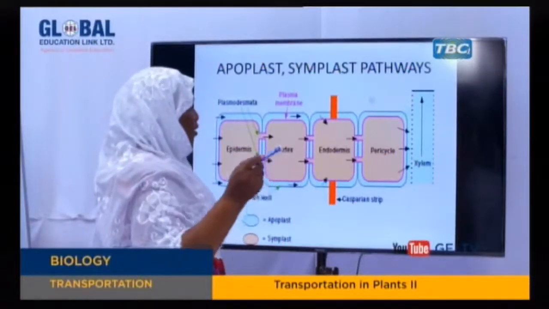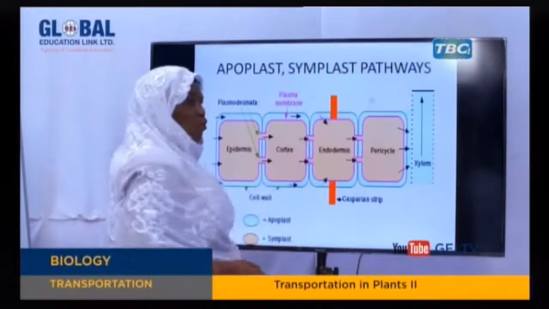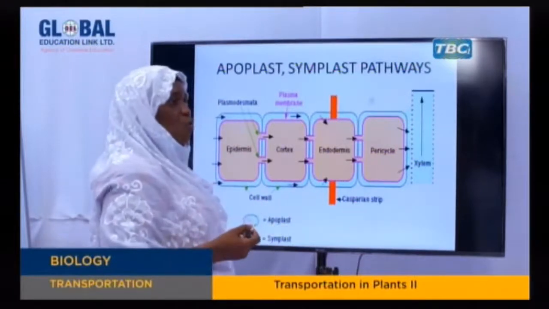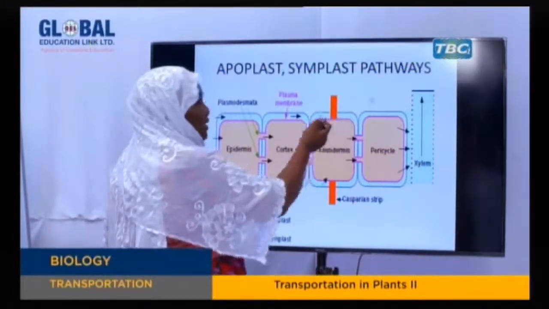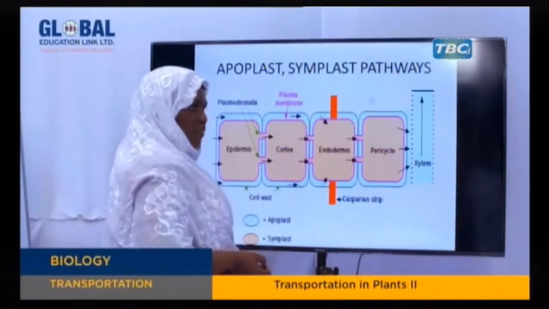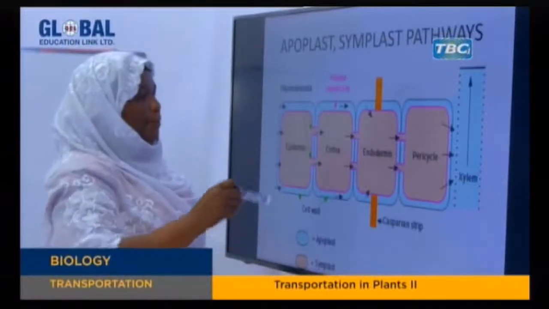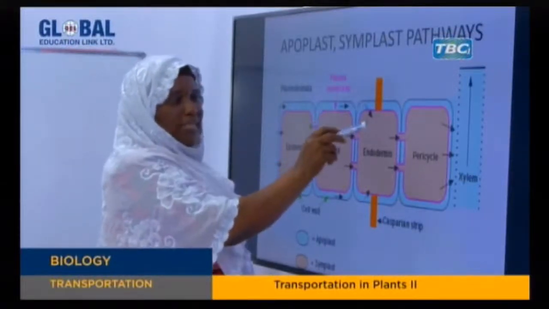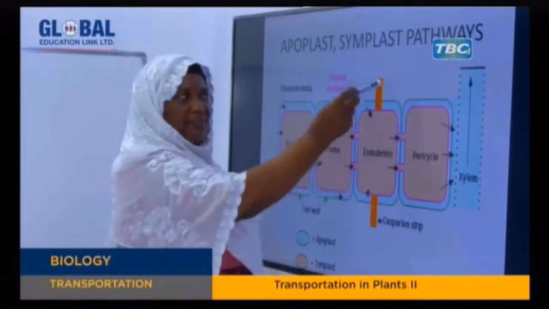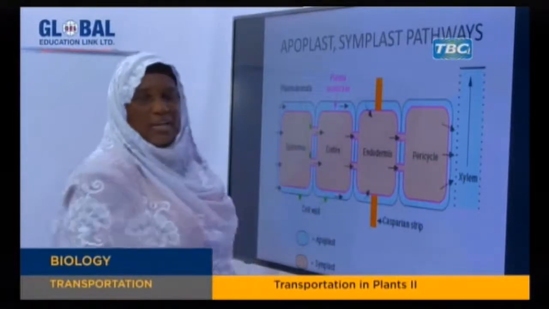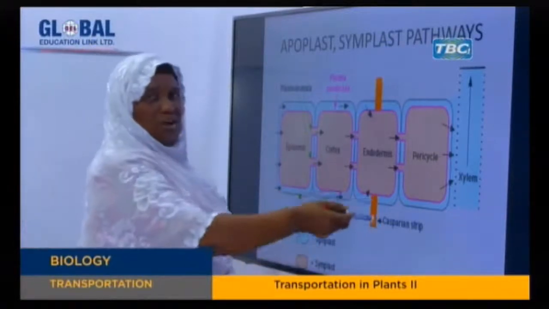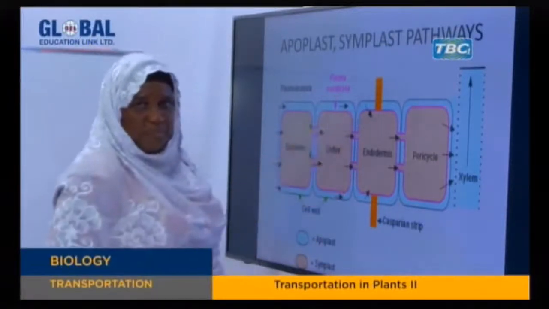Casparian strips are composed of suberin materials. Suberin materials prevent water and minerals from passing through. It means they are waterproofing materials. That is why they force water now to enter the protoplasm of the endodermis. This phenomenon is found only in roots. In leaves, there are no Casparian strips.